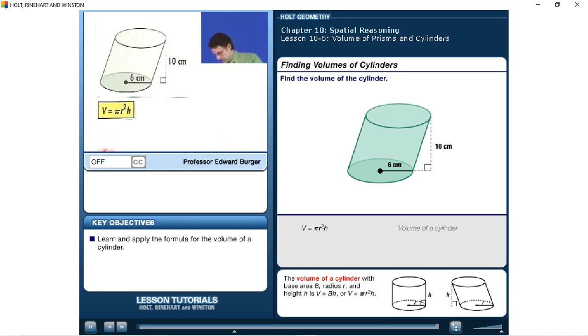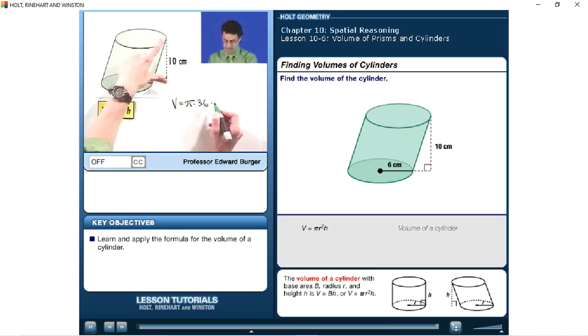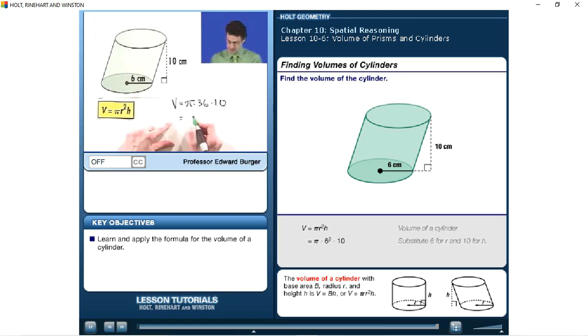So how would we actually find the volume of this? It's just the area of the base times the straight up height. So the volume equals pi times r squared. So that's going to be 6 squared, which equals 36, times the height, which is 10. And so I see 360 pi. And what are my units? Well, they're centimeters, but it's volume, so it's centimeters cubed.